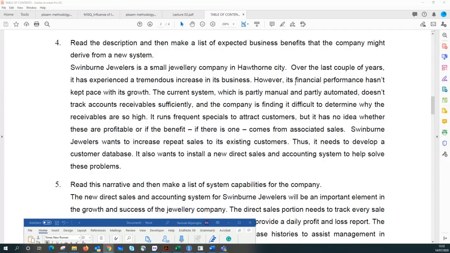Because it says the system is partly manual and partly automated. That might be the biggest symptom, because of course it impacts their financial performance, even though their sales are high. They can sell the products, but eventually they are selling on credit. So we are not getting the repayments sufficiently, because we can't track them sufficiently. That is why our financial performance is down. So that might be the reason.